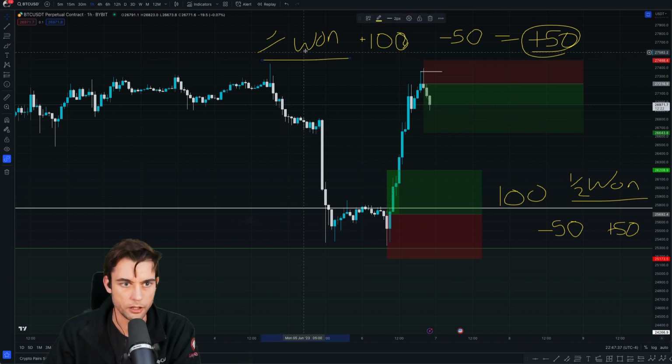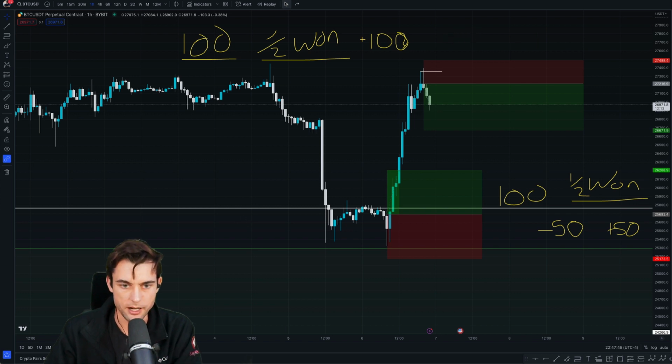Don't go all in on any of these trades that you see just because you see them, because expect a lot of them to actually lose. So that's the first thing that I want to go over.